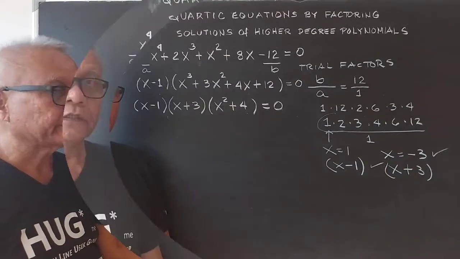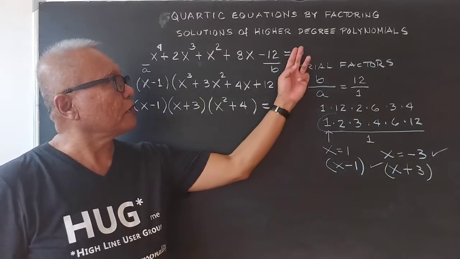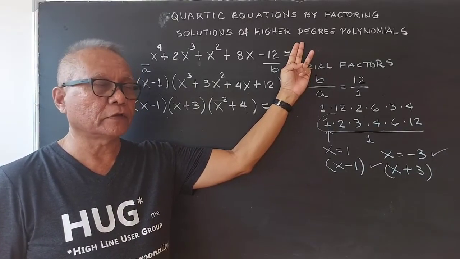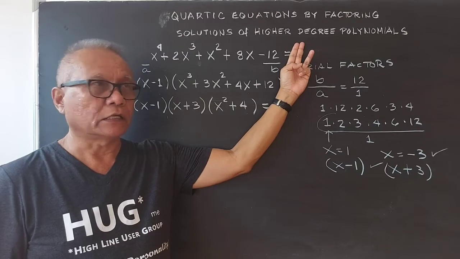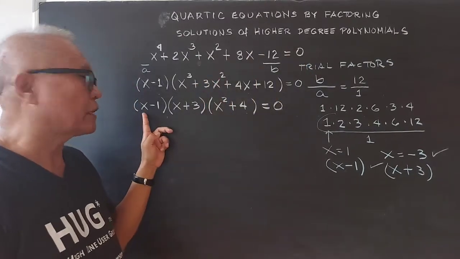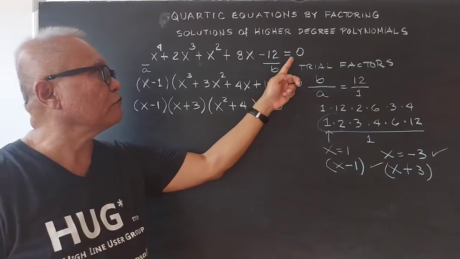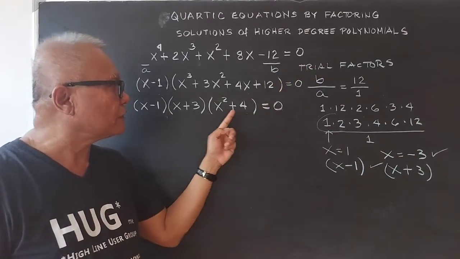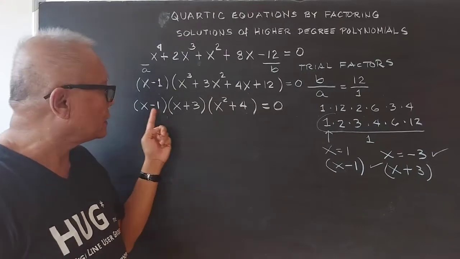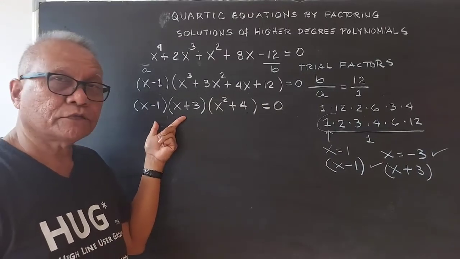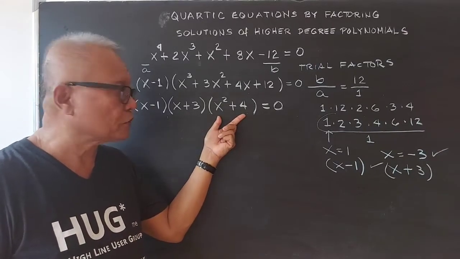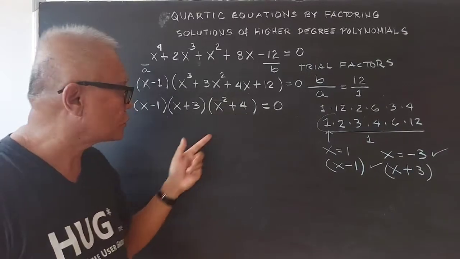Okay? If our problem is quartic expression only, then we are just going to factor it. And our factor of this quartic expression is this one. But if we have the 0 there, then after this, we need to solve for the values of x. And here, we have 2 real roots and 2 imaginary roots. This one is imaginary roots.